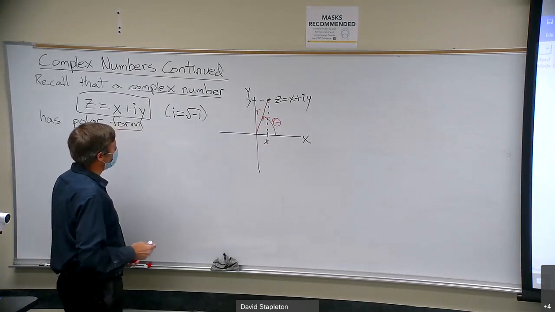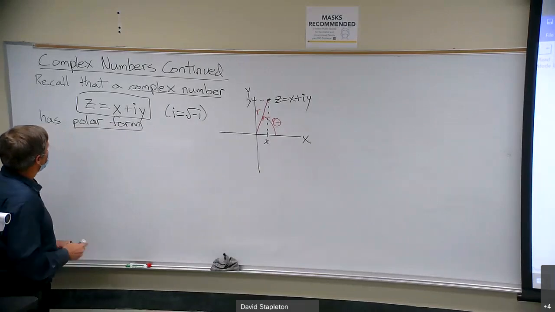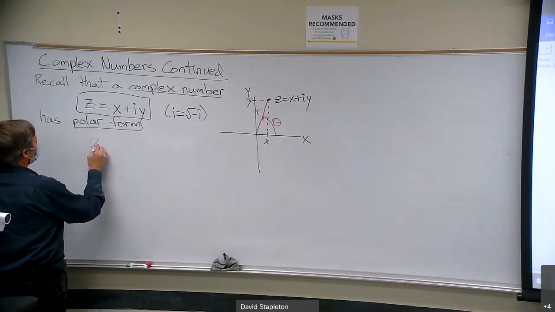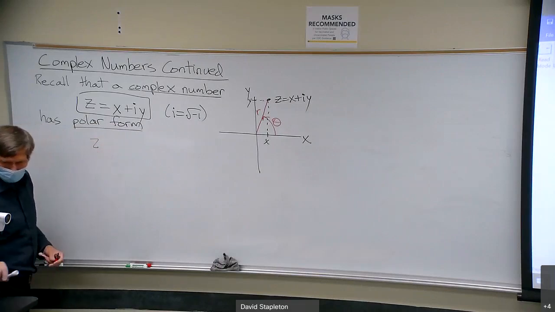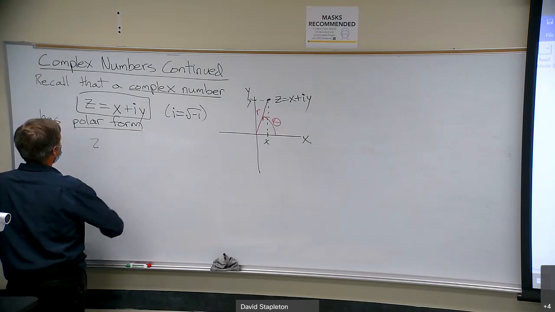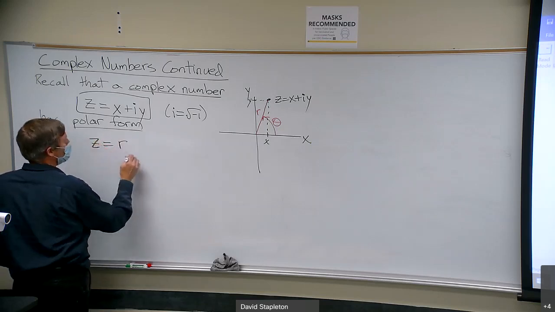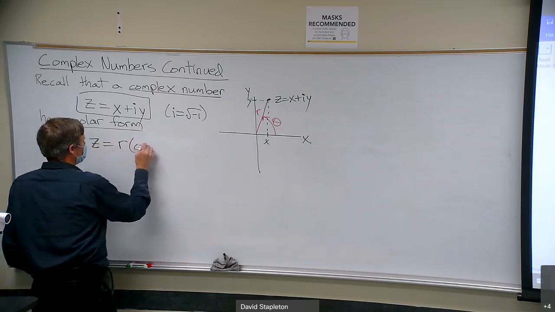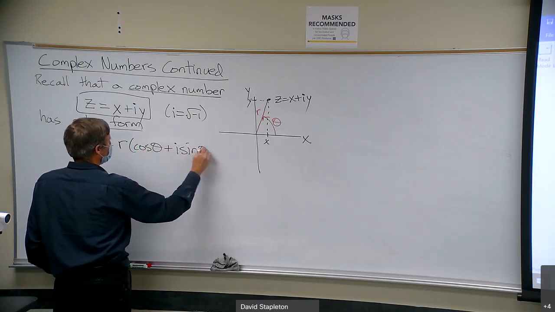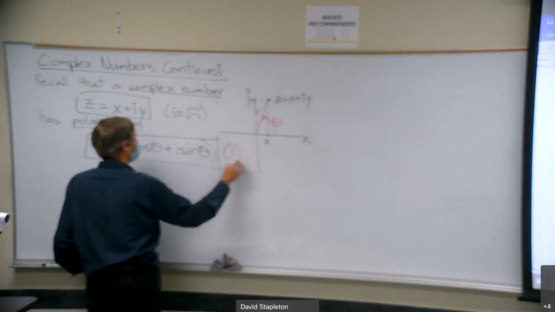And in that case, the complex number can be written as z equals r times cosine theta plus i sine theta. We call that its polar form. I'll call that equation 1.